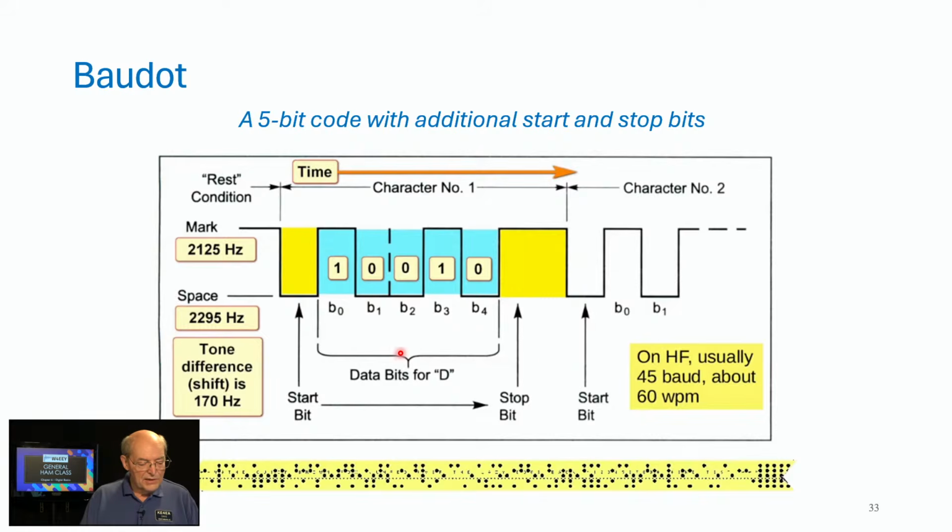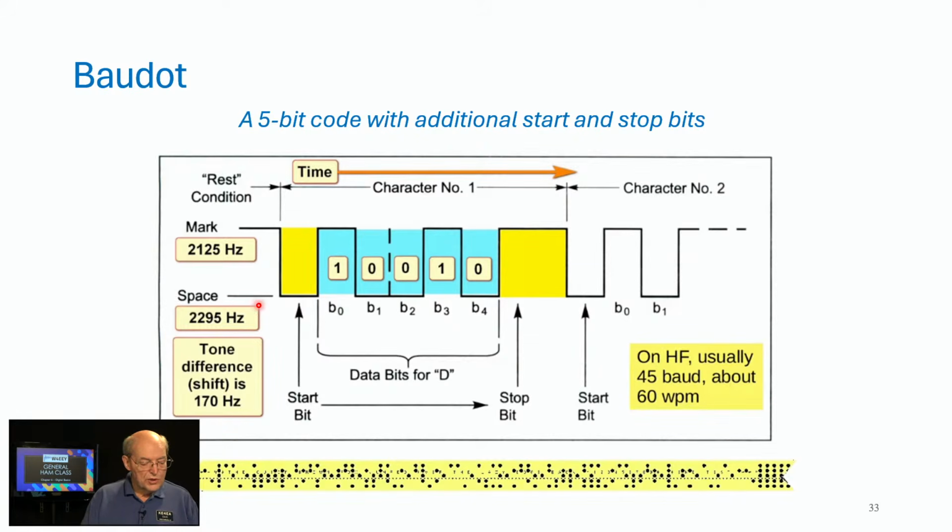So that's our letter D that we sent. Here we've got our tone difference of 170 hertz, just to reinforce that. And again on HF, it's usually sent at 45 baud, which corresponds to 60 words per minute approximately. So here's an entire picture. Now let's see how that's transmitted.